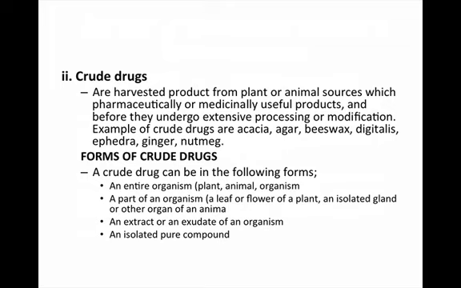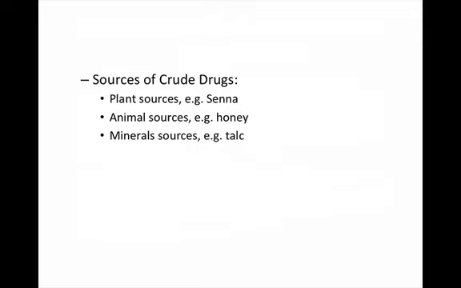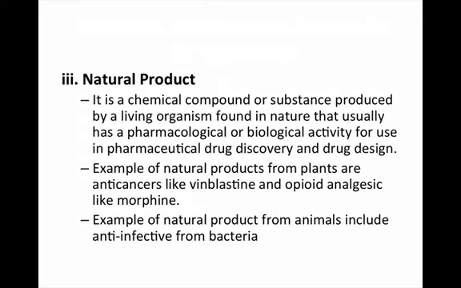Then tunaenda kuona the sources of crude drug. Hizi crude drugs zinapatikana kutoka wapi? Crude drugs are obtained from the following sources. First, obtained from plants, also obtained from animals, also can be obtained from minerals. So we have 3 sources of crude drugs. First of them is the plant source, second is the animal source, and the third one is the mineral source. After that, tunaenda kwenye terminology number 3 ambayo ni natural product.